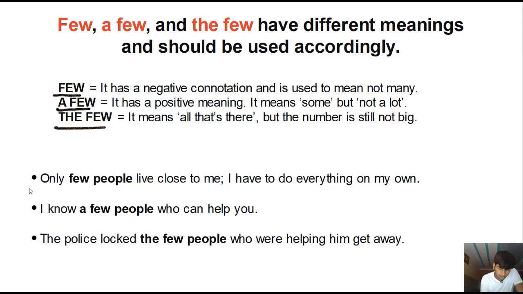All right. Examples. Example number one. Only few people live close to me. I have to do everything on my own. Only few people. That means almost like one or two people, and that's negligible. And they're not even here, right? So the amount is almost negligible. Only few people, not even three people, just one or two. Okay, two, obviously more than one. If it's one, we can't say people, right? Just two people live close to me.